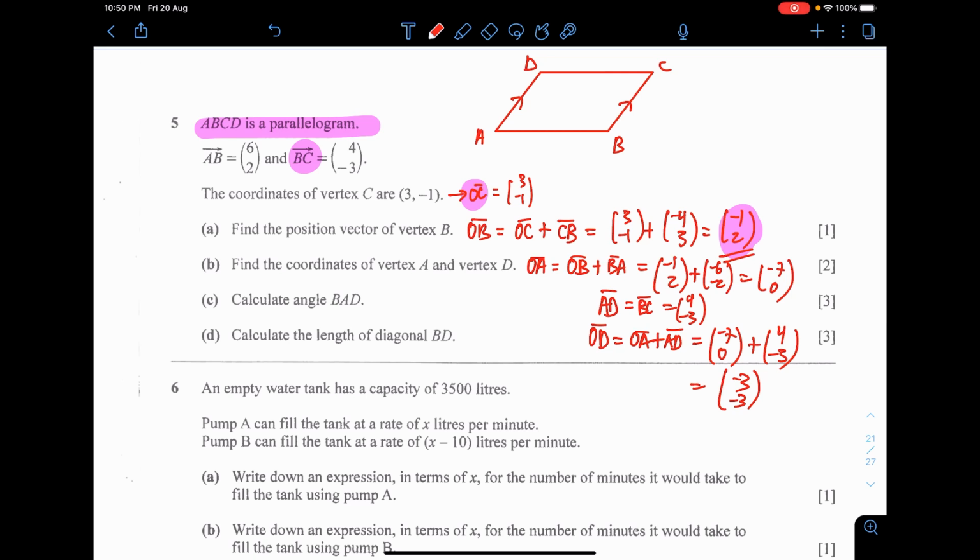Find the angle of BAD. Finding the angle now. That's interesting. They are asking you to find the angle. Never thought that they will ask you that in a vector question.